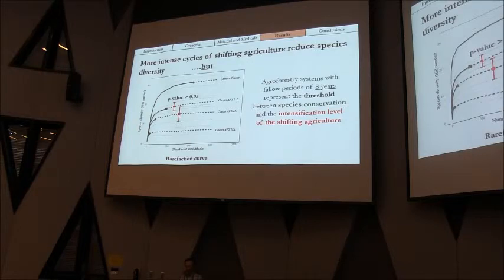The thing here is when we compare low intensification levels with intermediate intensification levels, those confidence intervals seem to overlap. That suggests there might be a threshold point between species conservation and the maximum level of intensification of the shifting agriculture, which is about 8 years of fallow periods.